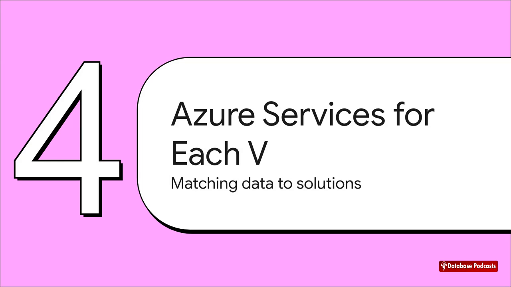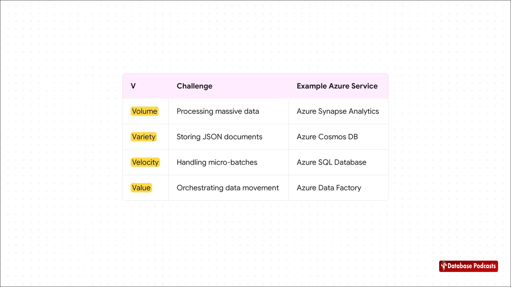All right, let's make this super concrete. How does this whole framework actually apply when you're looking at a list of services in Azure and trying to decide what to use? Okay, so check this out. You can really see how different services are optimized for different challenges. For just sheer mind-boggling volume, you're probably going to look at something like Azure Synapse Analytics. But if you're dealing with a lot of variety, think streams of JSON data, then Azure Cosmos DB is a fantastic choice. And for that high velocity, those frequent little updates, Azure SQL Database is built for that kind of thing.